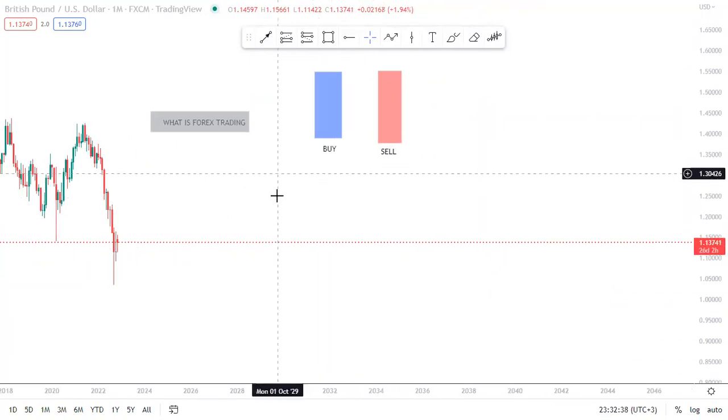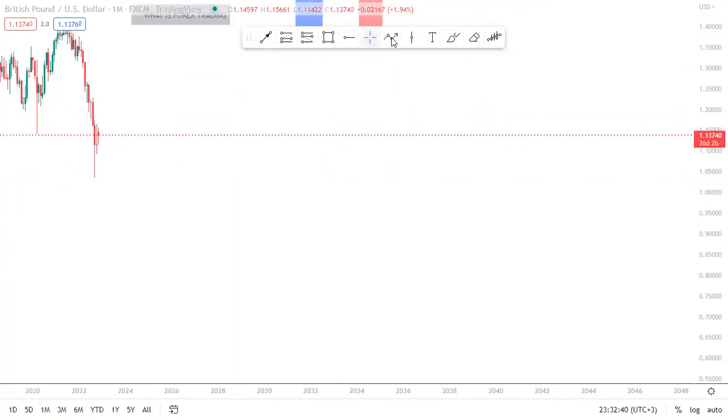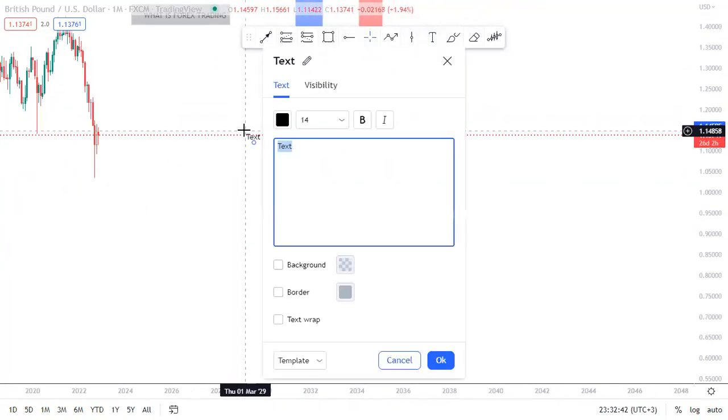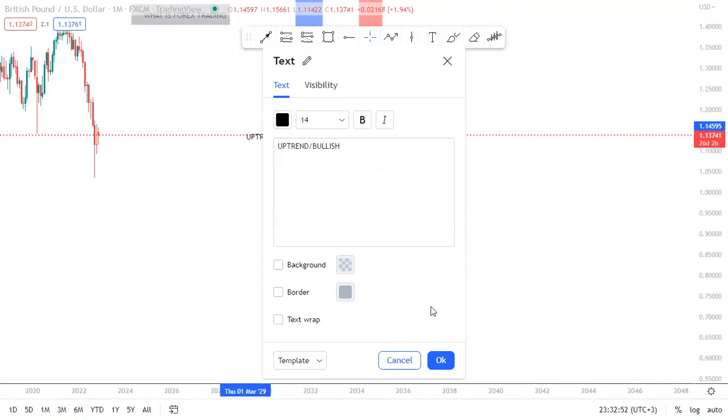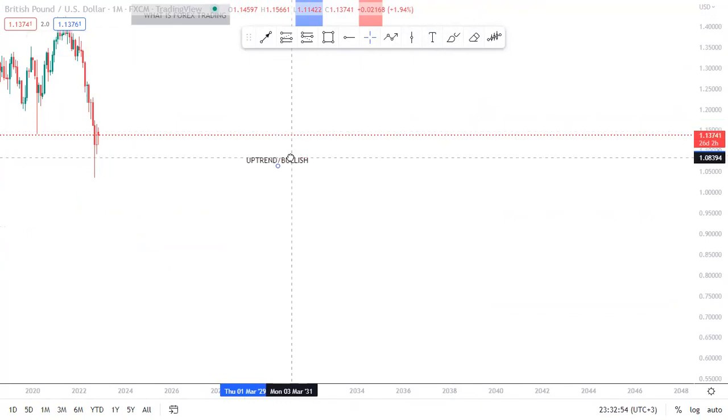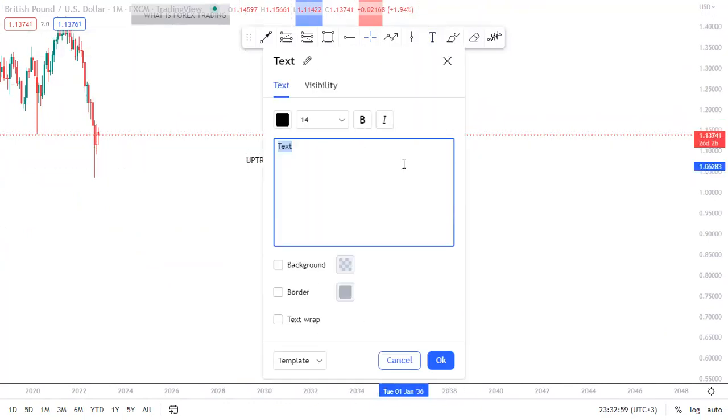Okay. So what are we saying? In the Forex market, we have two things. The market is either in an uptrend, or bullish. That's the first scenario. Or the market is bearish, which is a downtrend. These are the two scenarios.